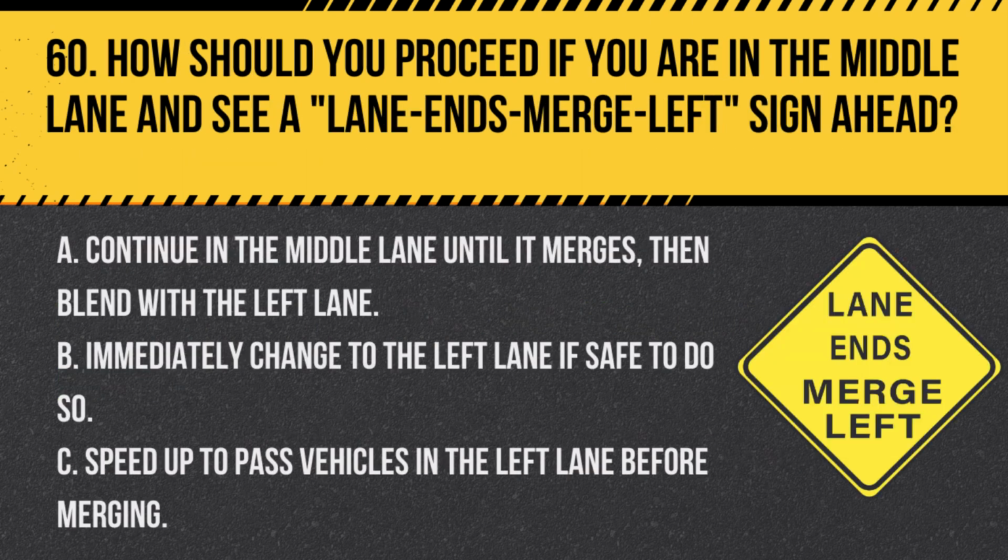Question 60. How should you proceed if you are in the middle lane and see a lane ends merge left sign ahead? A. Continue in the middle lane until it merges, then blend with the left lane. B. Immediately change to the left lane if safe to do so. C. Speed up to pass vehicles in the left lane before merging. Answer. B. Immediately change to the left lane if safe to do so. Early lane changes help prevent bottlenecks and improve traffic flow.